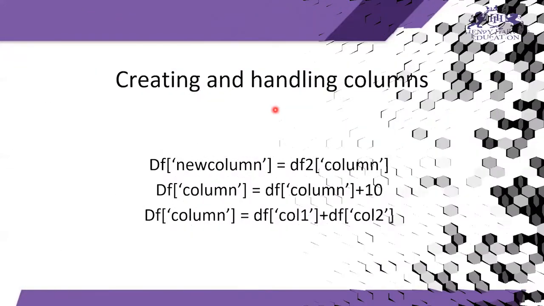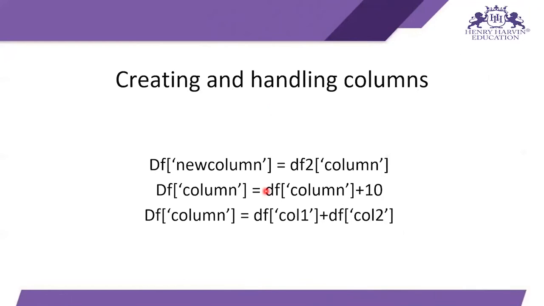Then comes creating and handling columns. If you want to create a new column in your data frame, you can just type df, and in square brackets write the new column name, and you can assign the column of another data set or data frame. Then if you want to add 10 to a column in your data frame, you can just type df column name equals df column name plus 10.